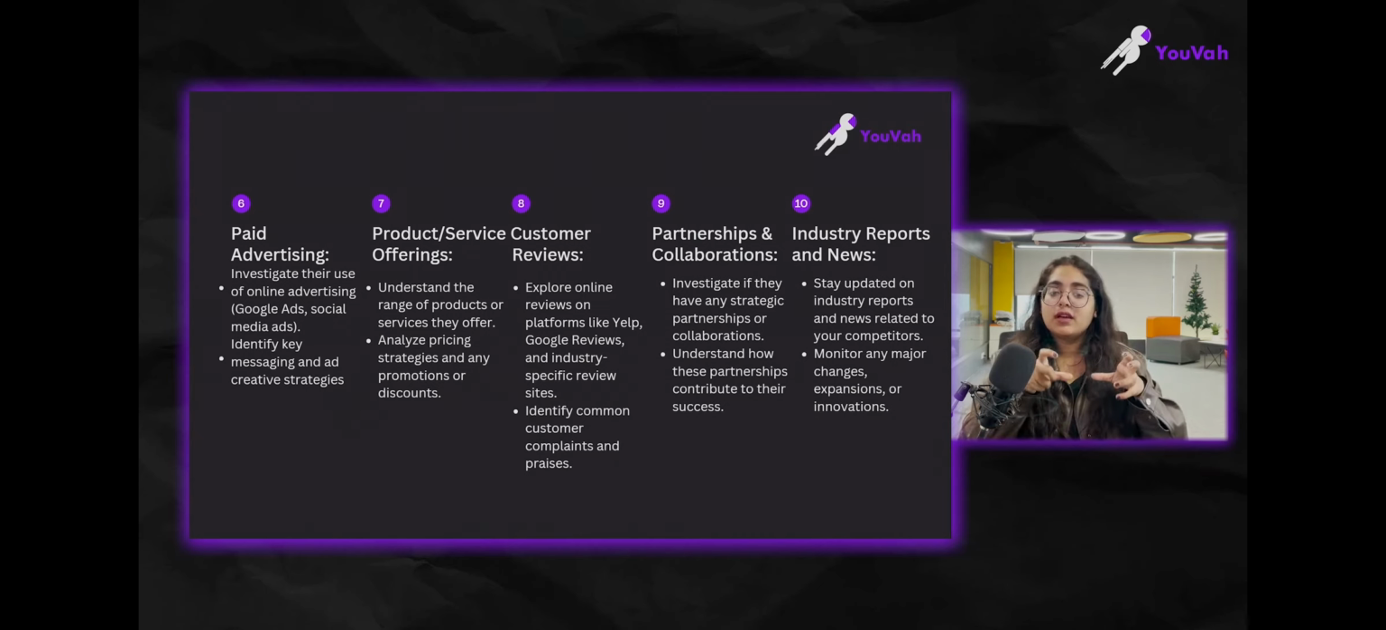Then move towards the product and service offering. See what kind of products they are offering. See what kind of services they are offering. What is the promotion strategy they're using? What are the discounts they're giving? Figure out all those things. Then for the customer review part, go on to Google reviews, go on to other possible platforms they are available on to see the reviews. See how the customers are interacting with them.